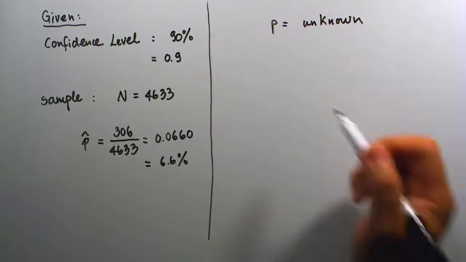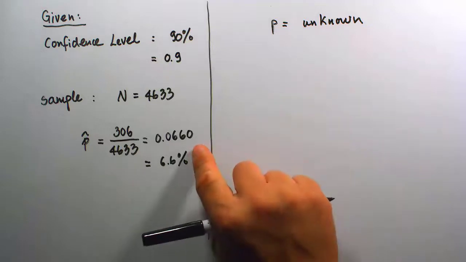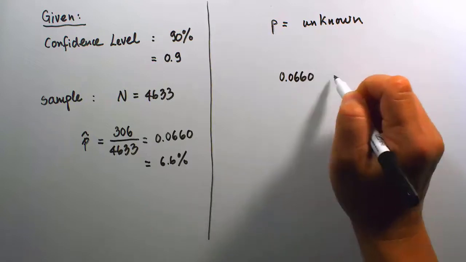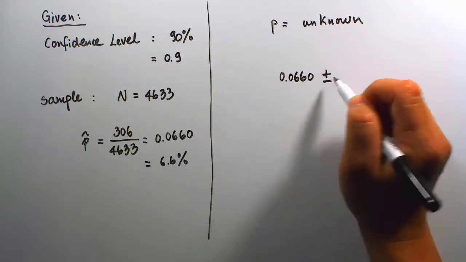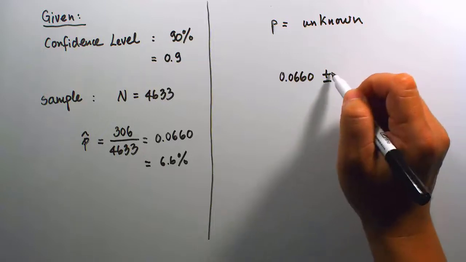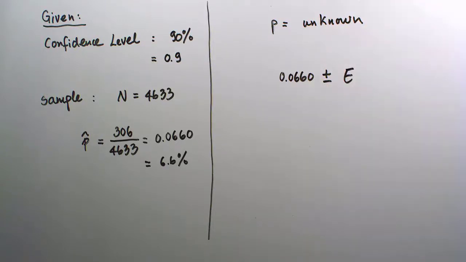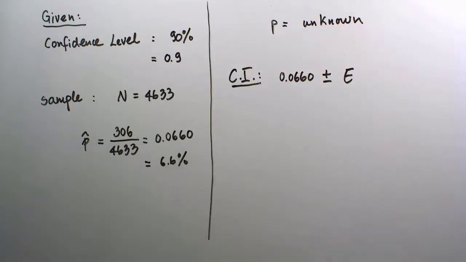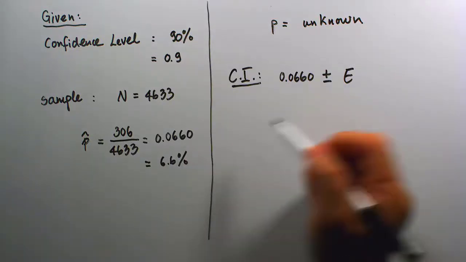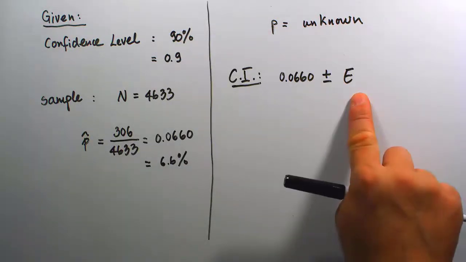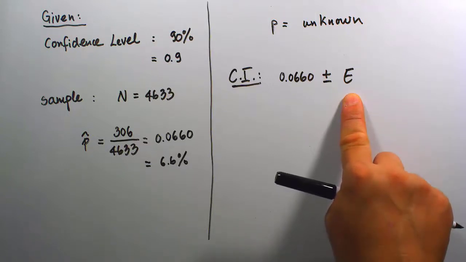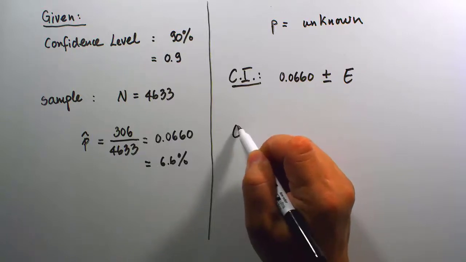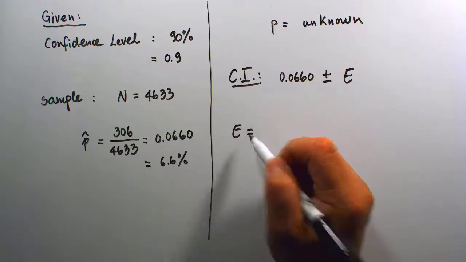All right, so now we are completely ready to nail down our first confidence interval over here. From our known sample proportion, 0.0660, we simply need to add and subtract some margin of error. And that will create my confidence interval as the ultimate goal right here. So all we are waiting for now is a formula to calculate margin of error.